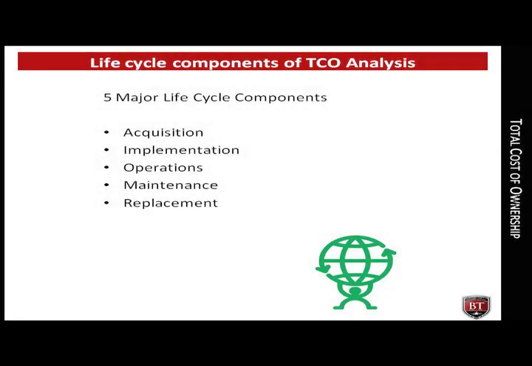There are five major lifecycle components to consider when performing a TCO analysis. They are acquisition, implementation, operations, maintenance, and replacement. Categorizing the costs into these five categories helps to understand where the costs are and when they will be incurred. Also, it will give a view of where the costs will be the highest and where expenses will be less.